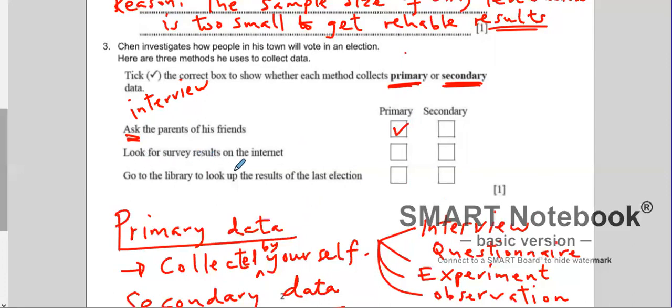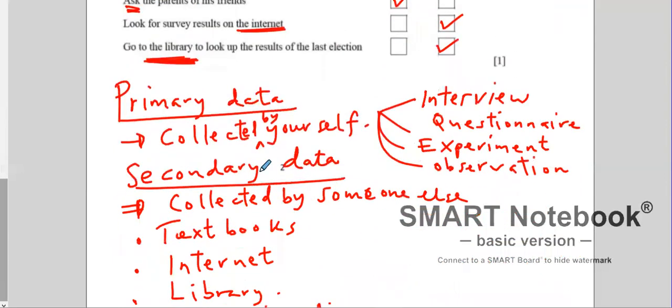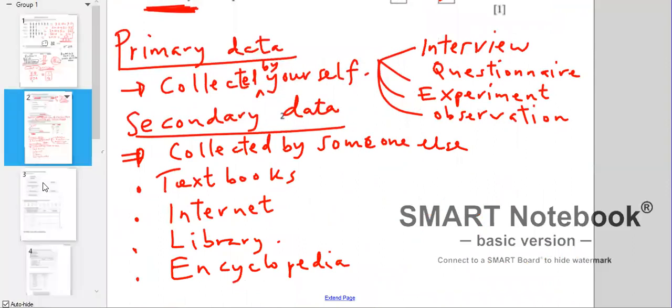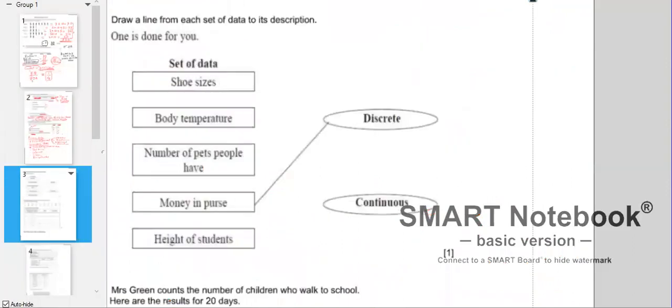Look for survey results on the internet. Like I said, something from the internet is something which you have not collected yourself. It has been collected by somebody, so that is secondary data. Go to the library to read some reference books. Those data in the textbook are not the ones which you have collected. They've been collected by somebody else, and therefore that is secondary data. All right, I hope that is clear. Let me go to the next part.